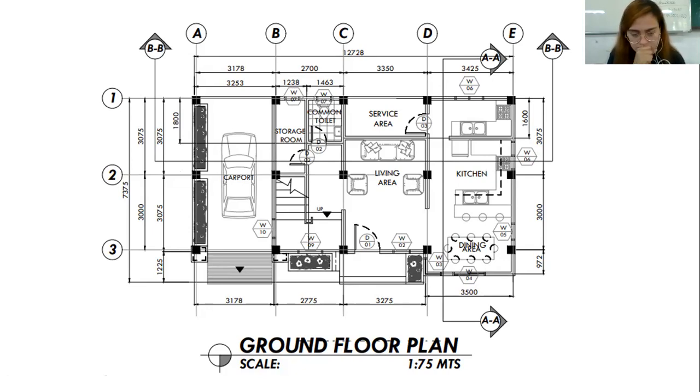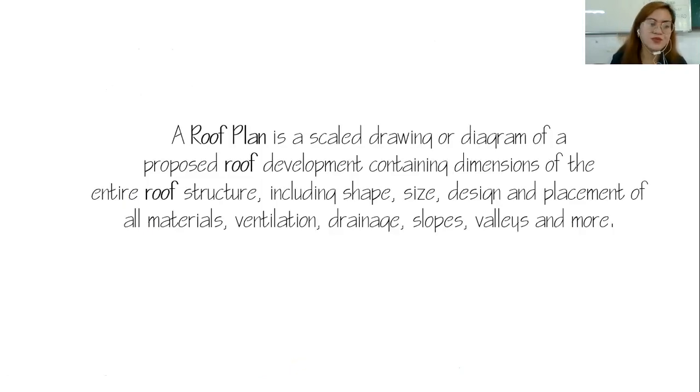So let's move on to the roof plan. So a roof plan is a scale drawing or diagram of a proposed roof development containing dimensions of the roof structure, including shape, size, design, and placement of all materials, ventilation, drainage, slopes, valleys, and more.